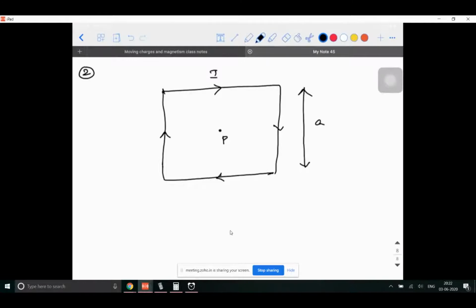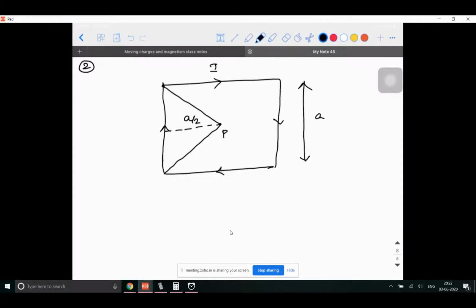It's a square. Yes, it will be mu naught by 4 pi. So how do you want me to reconstruct the diagram? Sir, because it's a square, yeah, you have to draw the diagonal. Okay, so I will draw the diagonal. I'll join these 2 points.